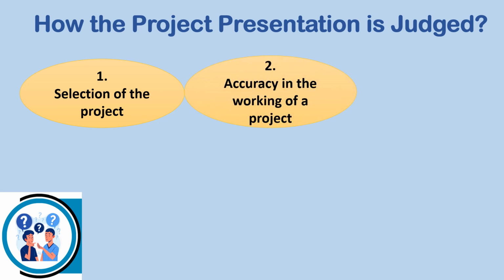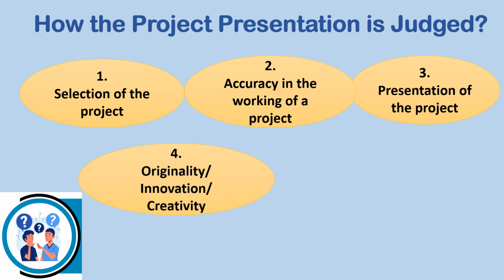The second criteria is accuracy in the working of a project. Whether your project is working or not, that is very important. The third judging criteria is presentation of the project. How you present your project, your confidence level, your communication skills, your presentation skills will be judged.